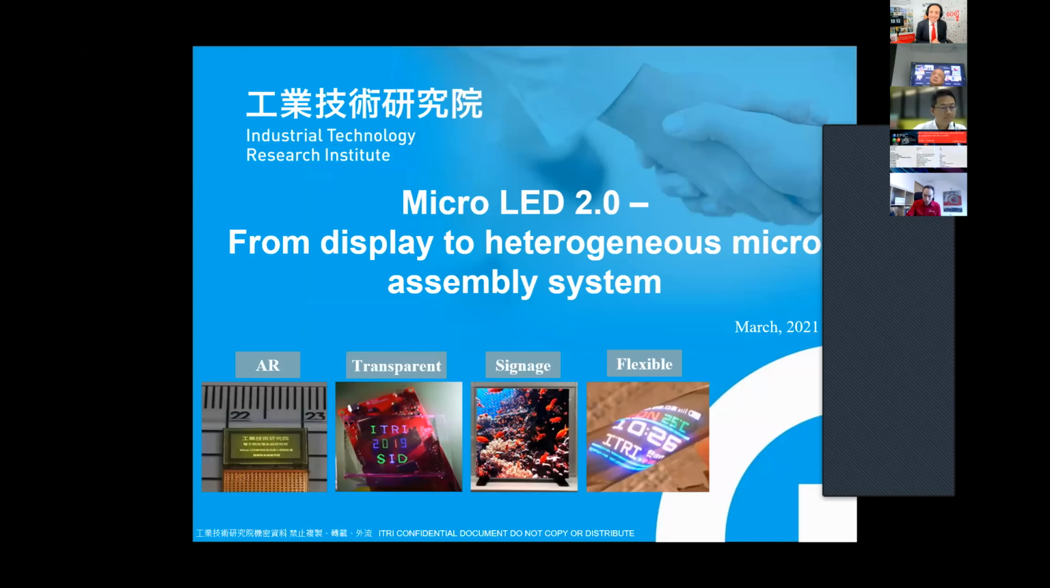Okay, thank you very much. Good afternoon and good morning, everyone. It's an honor to be here. I'm Chia-Hsin Chao, from ITRI. The topic I'm going to talk about is micro-LED 2.0, from display to heterogeneous micro-assembly system. It's more about the next step of our micro-LED research at ITRI.